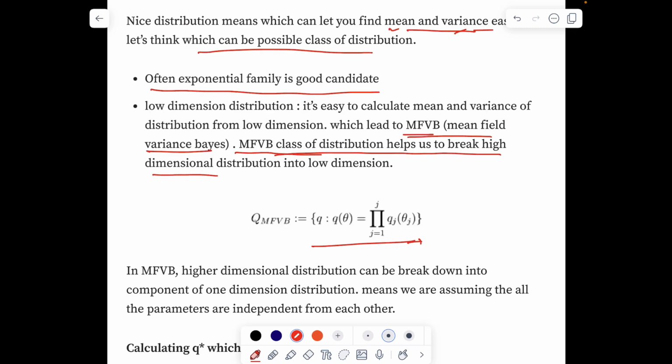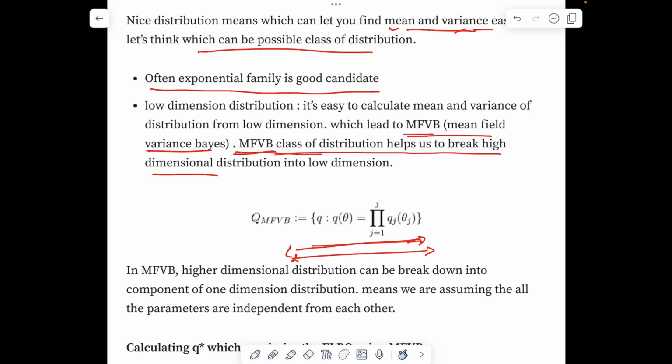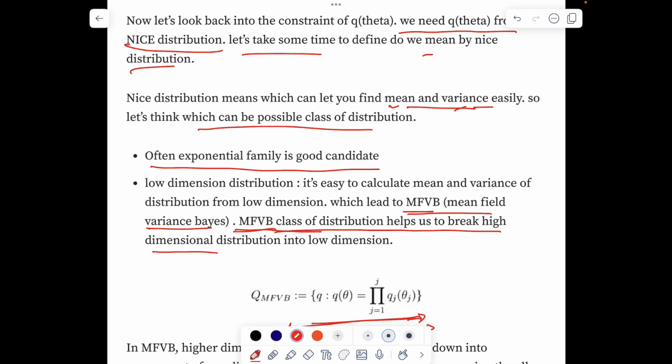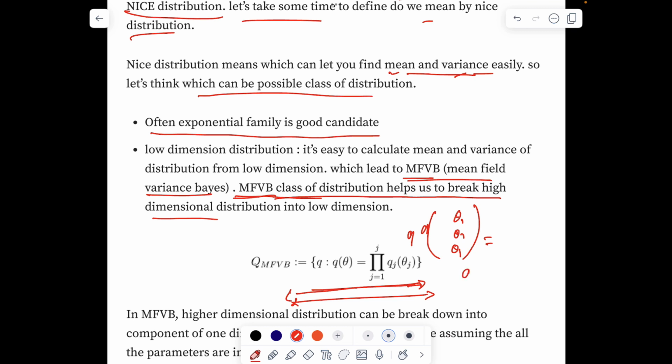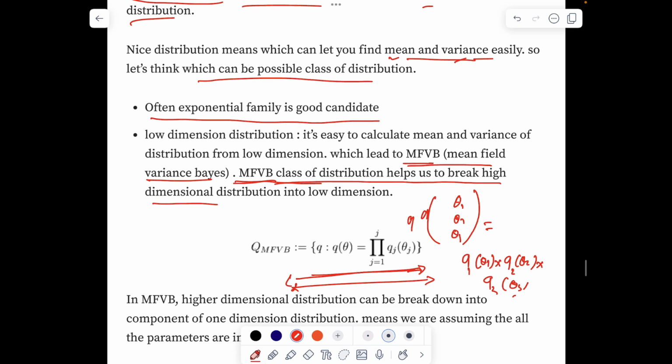It's a class of distribution which follows this rule, you can say this constraint. When we say the MFVB class of distribution, it means it follows this constraint: let's say you have theta 1, theta 2, theta 3, and you have some distribution around it, which is given by q theta. You can write this as q1(theta 1) into q2(theta 2) into q3(theta 3). This class of distribution follows this thing.